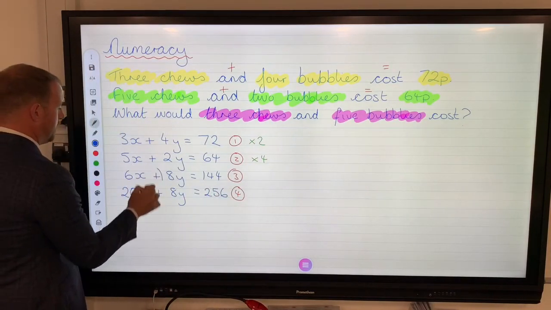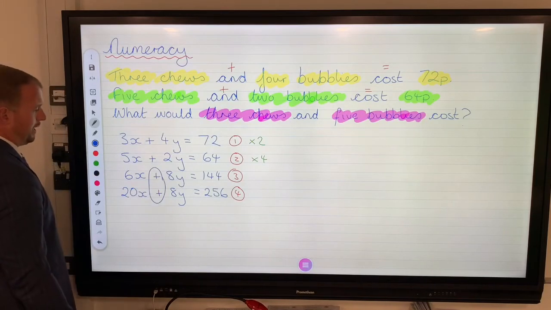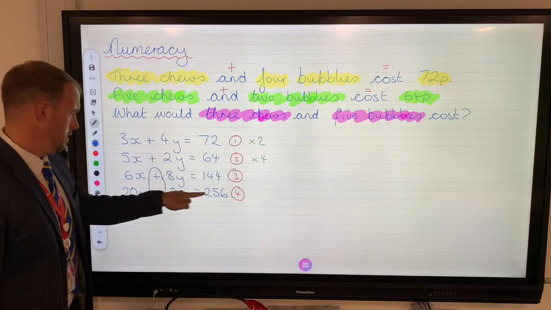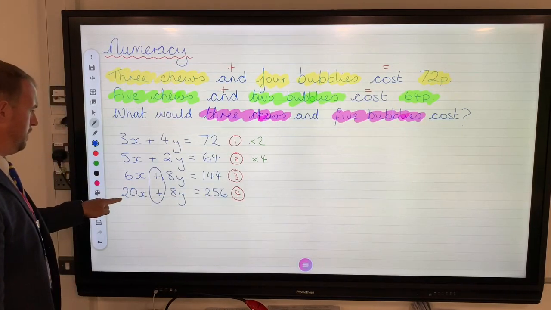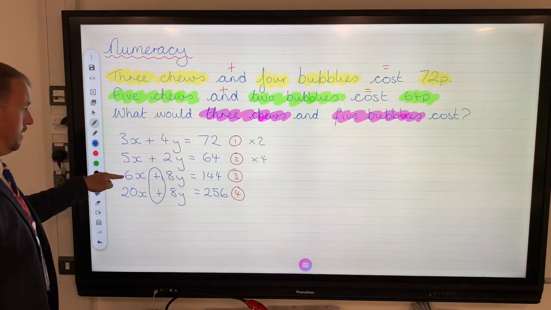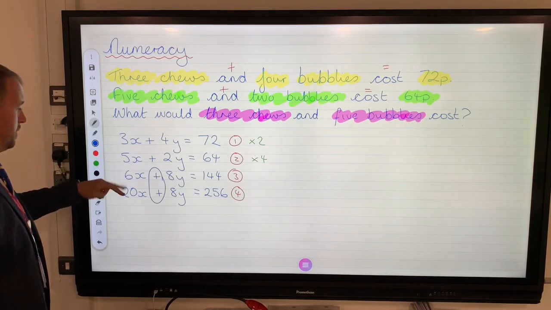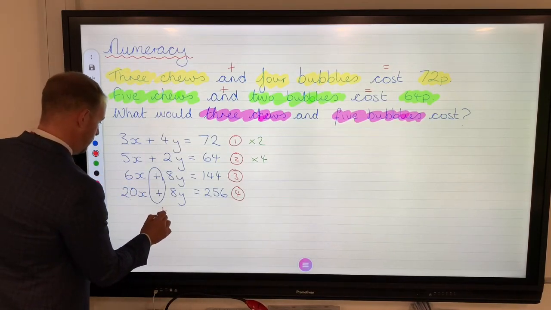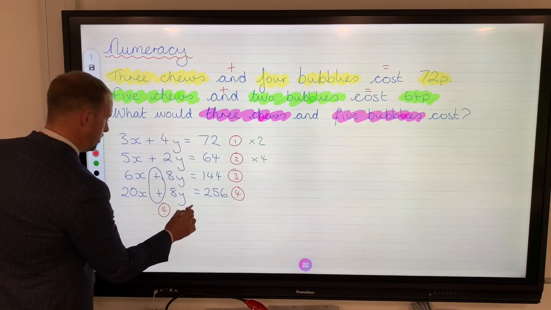If symbols are the same, we subtract. If they're different, we add. Okay, but my bottom ones here are slightly bigger than equation 3. So we can imagine we're going to switch them around. So then we're going to do equation number 4, subtract equation number 3.